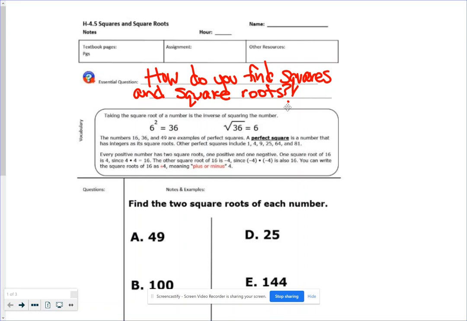All right, welcome back today. Today we are working on lesson H-4.5, squares and square roots. Our essential question is, how do you find squares and square roots?